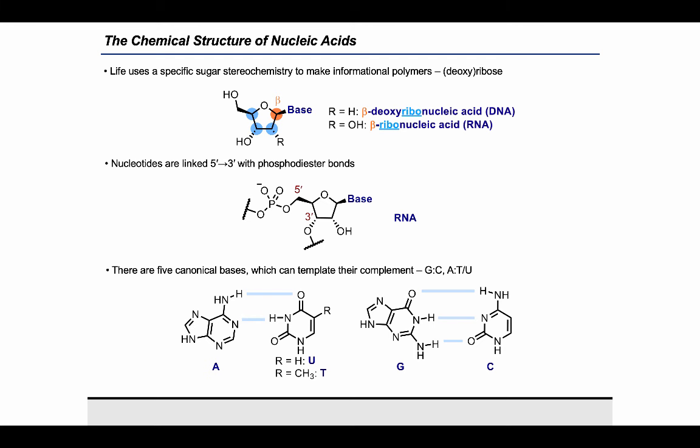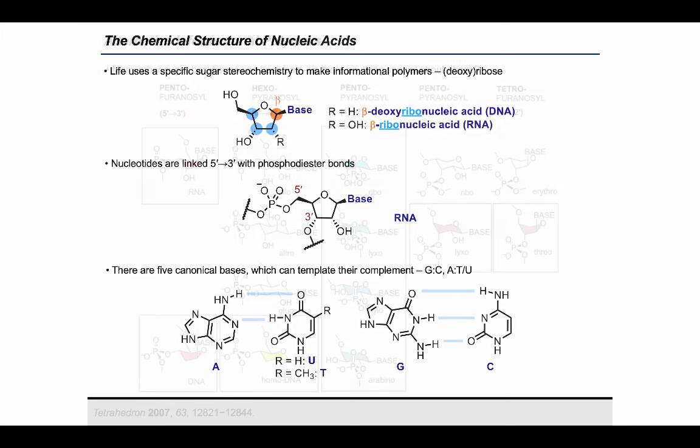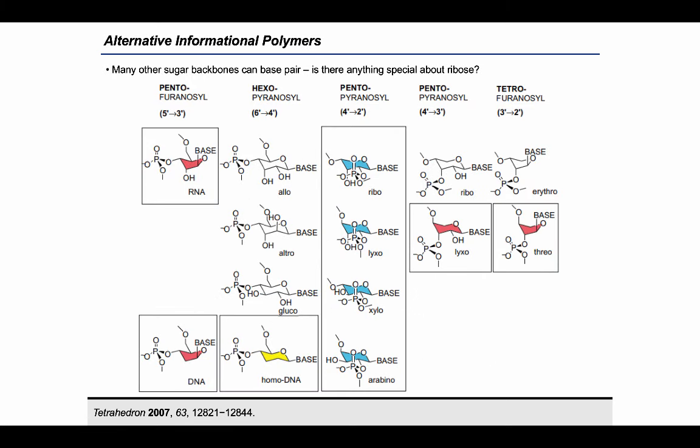Can other informational polymers be made out of different but similar backbones? Well, it turns out that the answer is yes. Pioneering work by Albert Eschenmoser has shown that duplex formation through hydrogen bonding interactions is not unique to RNA or DNA. In fact, this property seems to be relatively widespread.